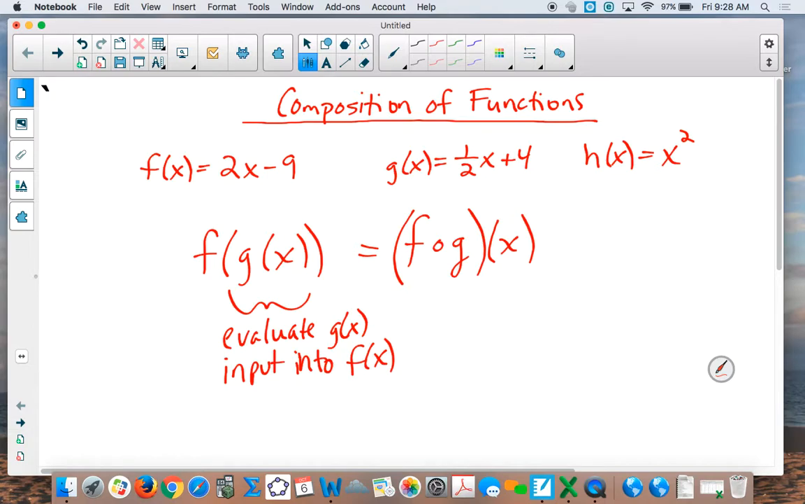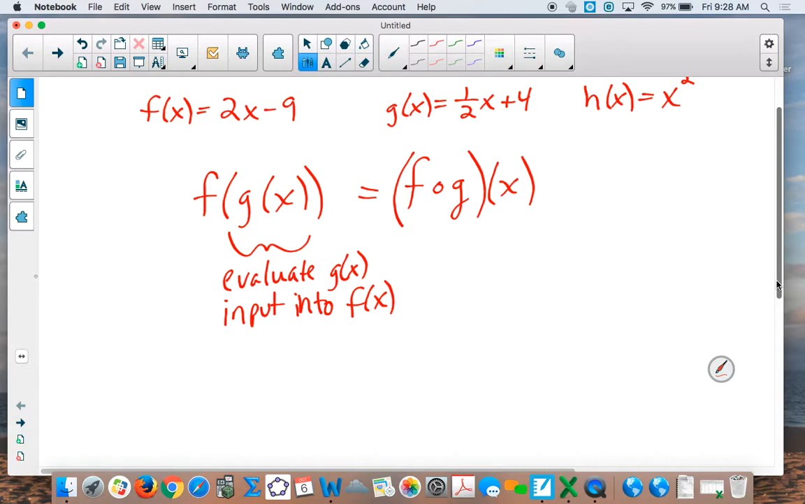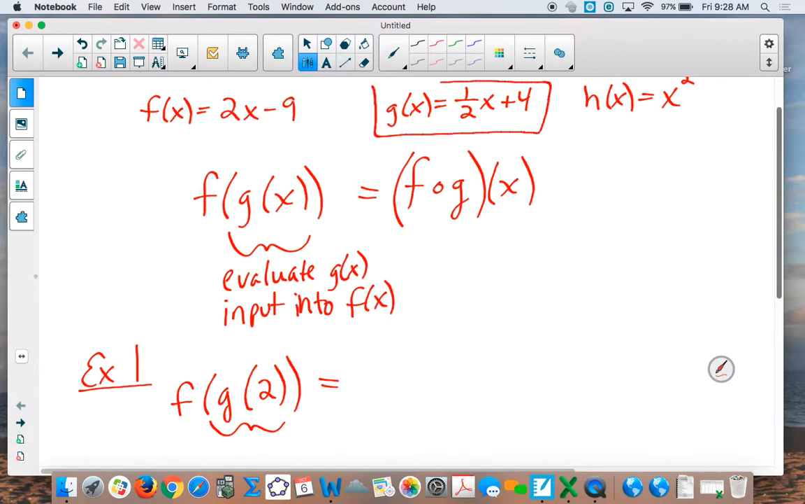So you start from the inside and work your way to the outside. It's really best to look at some examples to see how this works. So let me slide this down a little bit here. So let's say I asked you to do f of g of 2. What this means is you're going to first find g of 2. Our g function is right here up on top.